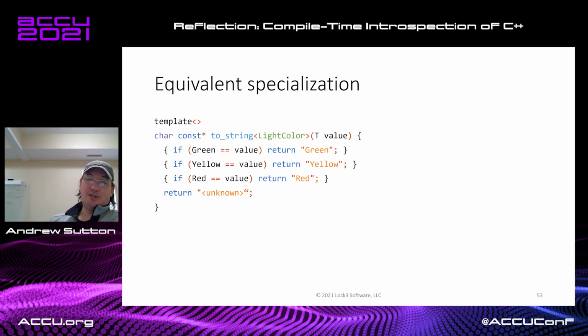This would be a specialization for calling print or toString with light color. In fact, it looks almost exactly like this. So if green is equal to value, return green. If yellow is equal to value, return yellow. If red is equal to value, return red.